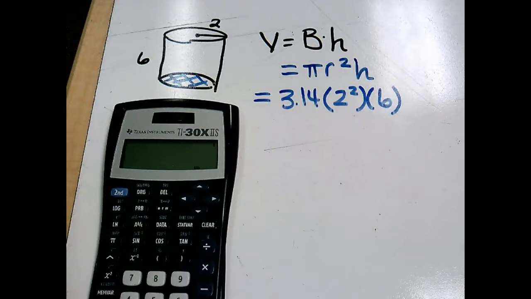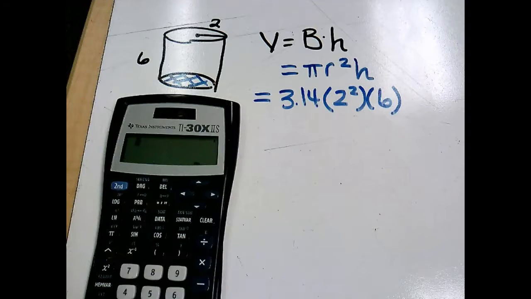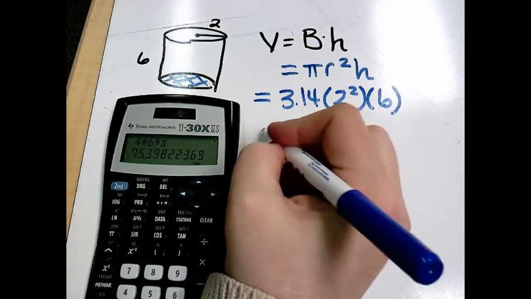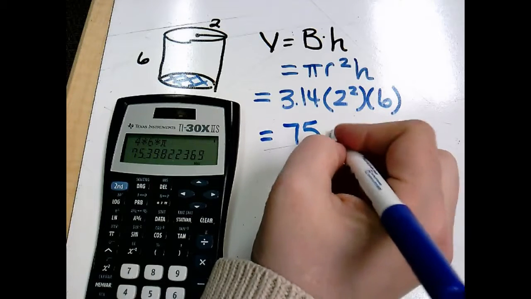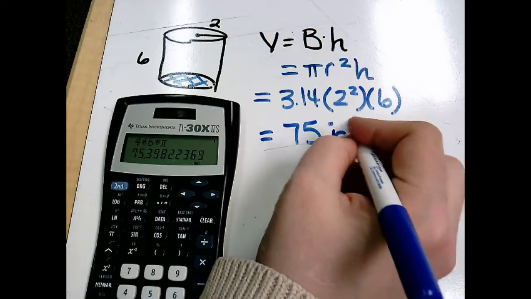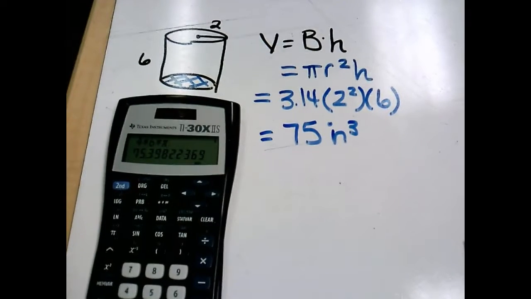So I'm going to go ahead and put into my calculator first my 2 squared, which gives me 4, times 6 times pi. And I'm going to go ahead and use my pi button on this one. That gives me an answer, you can see, of 75.39. I need to round to the nearest whole number, which means I'm rounding to 75 cubic inches.